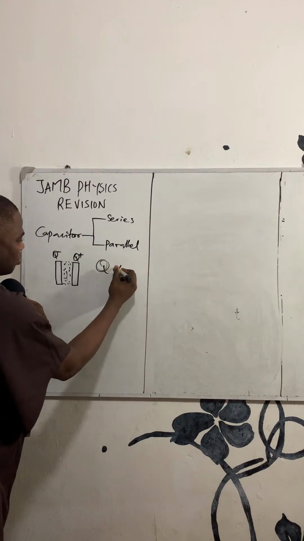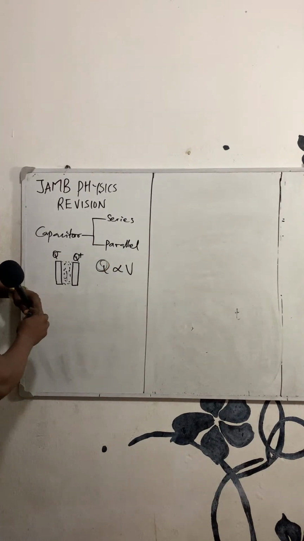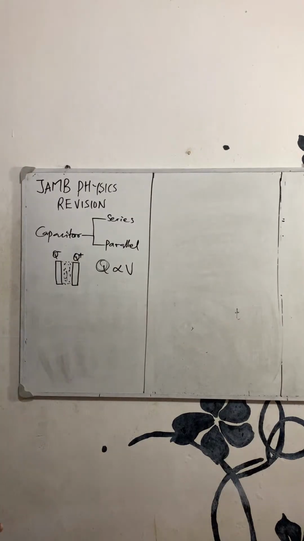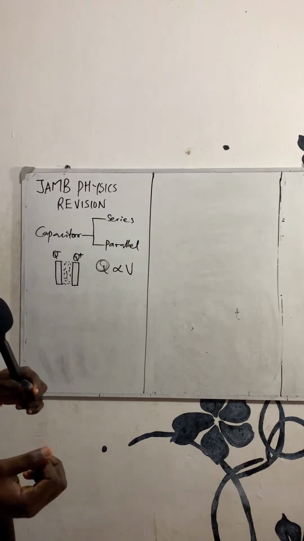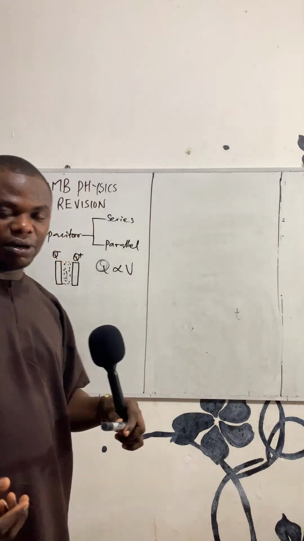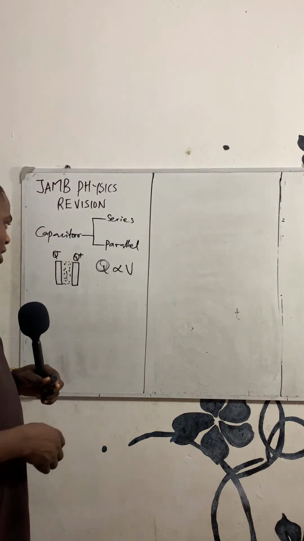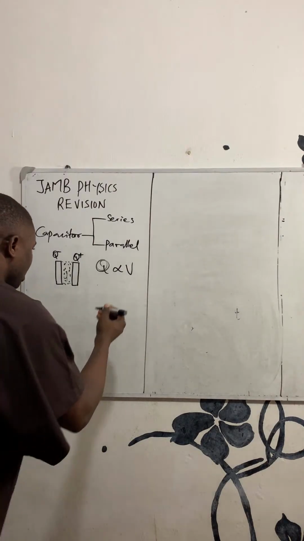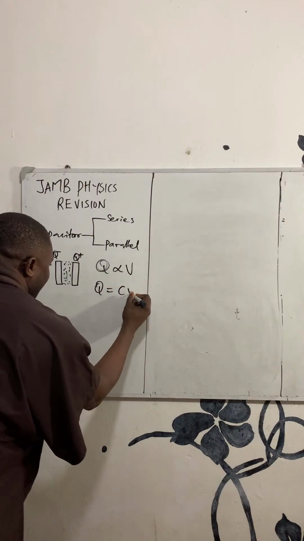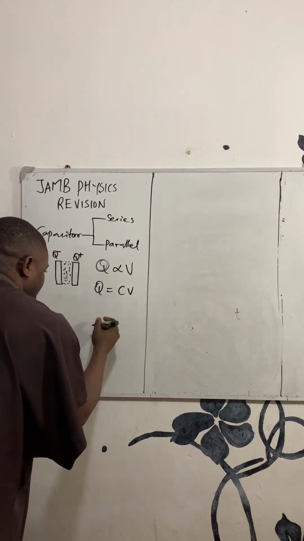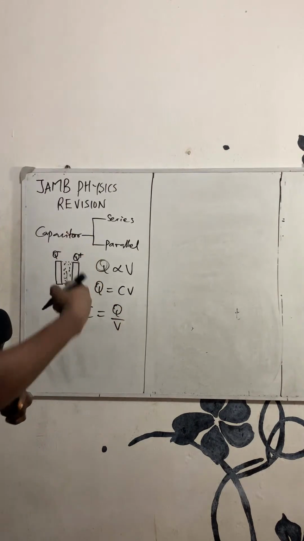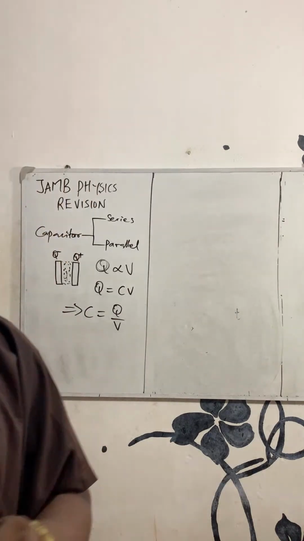From this arrangement, you see that charge is proportional to potential difference. That is the first thing you need to know: an increase in charge increases the potential difference. Potential difference is the work done at the terminals of a cell when the cell is delivering current to the external load, as opposed to when the cell is short-circuited. So Q = CV, which is the formula for charge, and you can say C = Q/V. This was one of the JAMB questions.